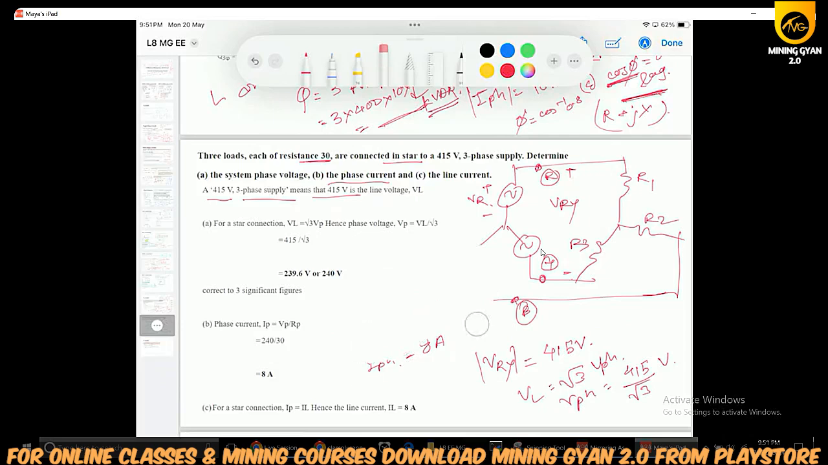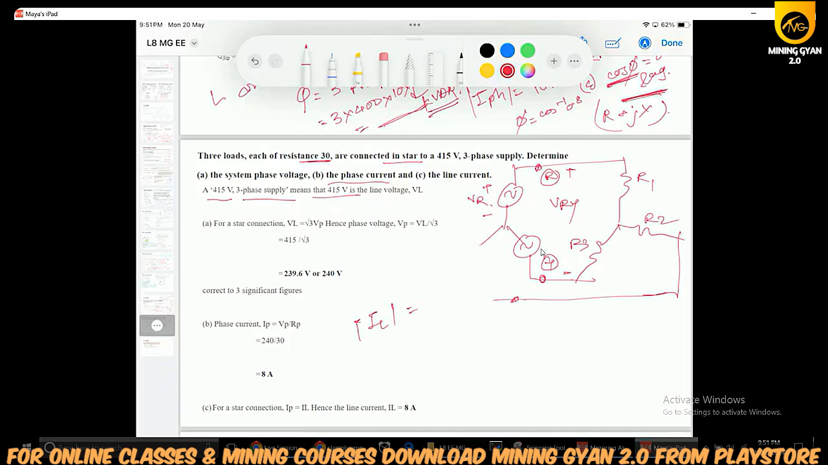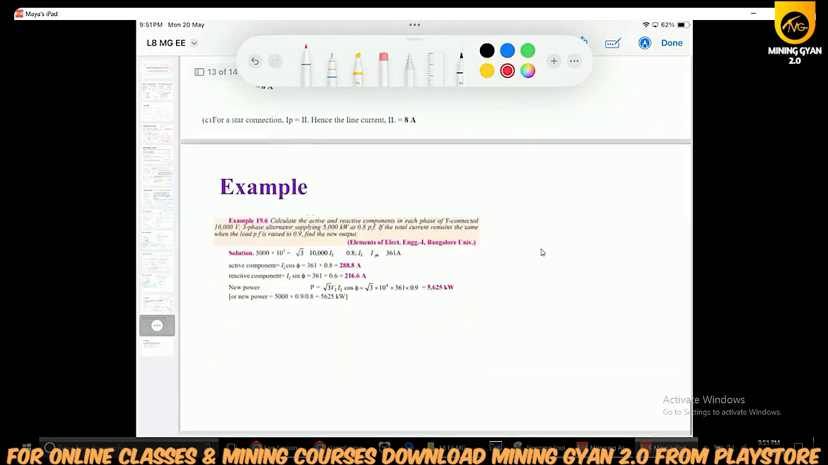Next, what we have to calculate, the line current. In case of a star connection, you already know that the value of IL will be equal to the value of the phase current, and that will be 8 amperes only. So this is the simple question.